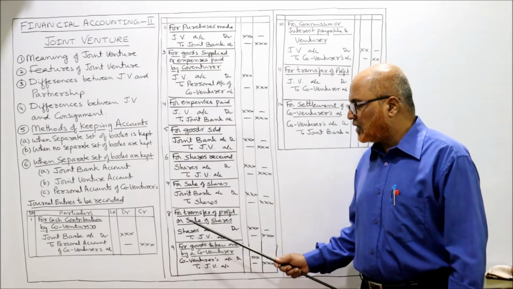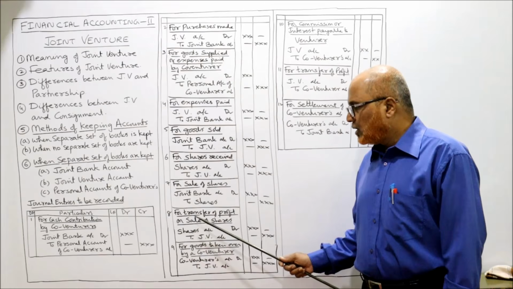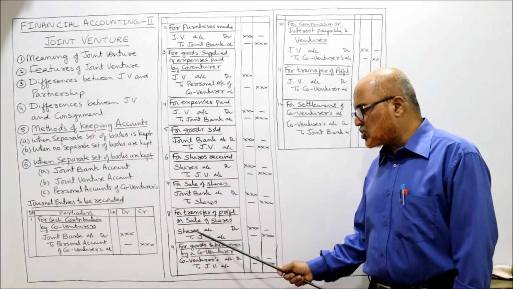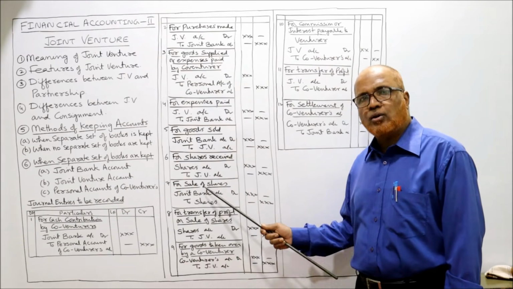That profit will be transferred to joint venture account. So for transfer of profit on sale of shares, shares account debit to joint venture account. By passing this entry, shares account will get closed.